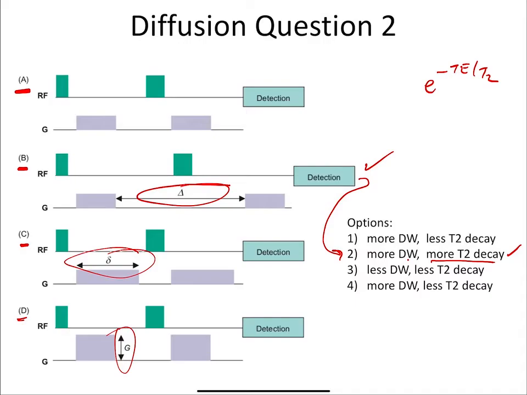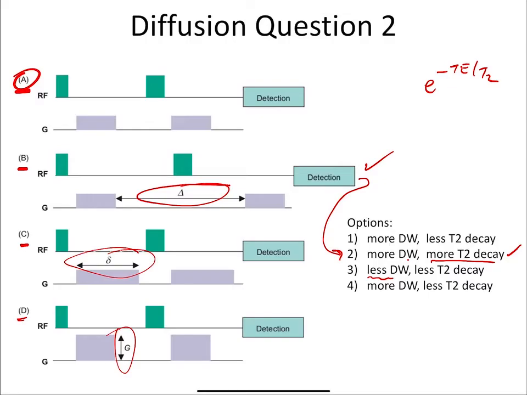So now let's look at the answers on the left-hand side. So we've got more DW, less DW, more DW. So there's only one that must have less DW, right? So which one of these doesn't look like the others? A, right? So A's not been modified at all, right? And in fact, let's compare A to everything else, okay? A compared to B, B increases the distance between the diffusion gradients. So there's more time for things to get out of phase. So that's going to have more diffusion weighting.